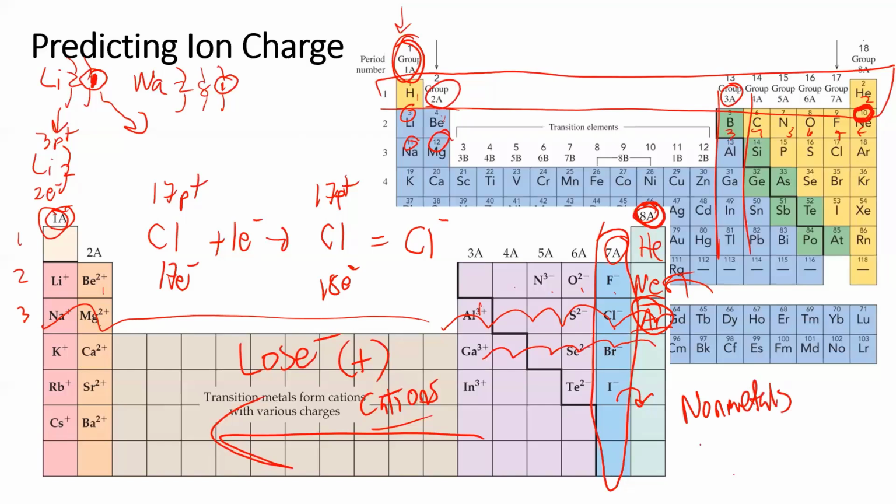So what do nonmetals do? Nonmetals gain electrons and form a negative charge, and we call those anions. A lot of people say, well, where would chlorine get an electron? Who's going to be willing to lose an electron? We just said it: sodium. Sodium wants to lose it, so chlorine's willing to gain it.